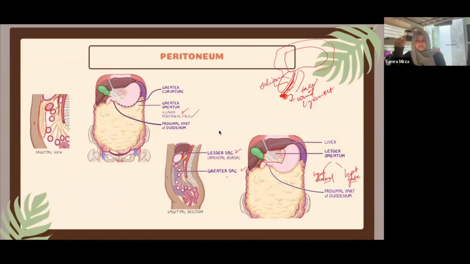There's a Morrison's pouch and there's the pouch of Douglas. One is very important based on how deep it is, and you'll see it in our OSPE, it's going to come up. That's important to know. It's also a free mark, and yeah, that's mostly what you need to know for peritoneum.